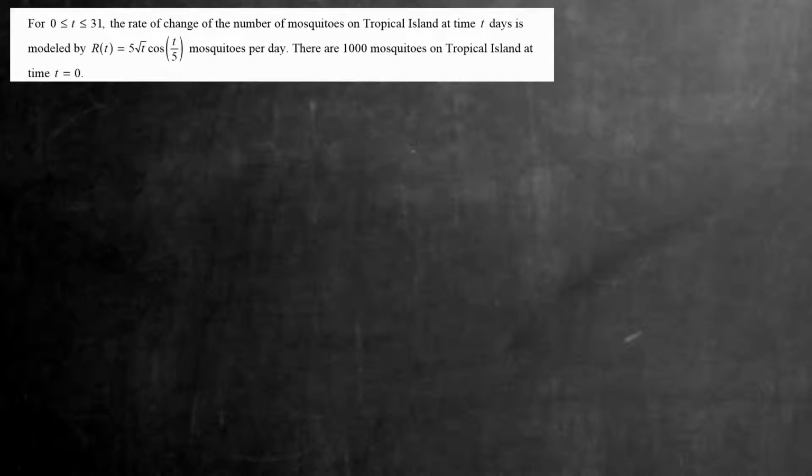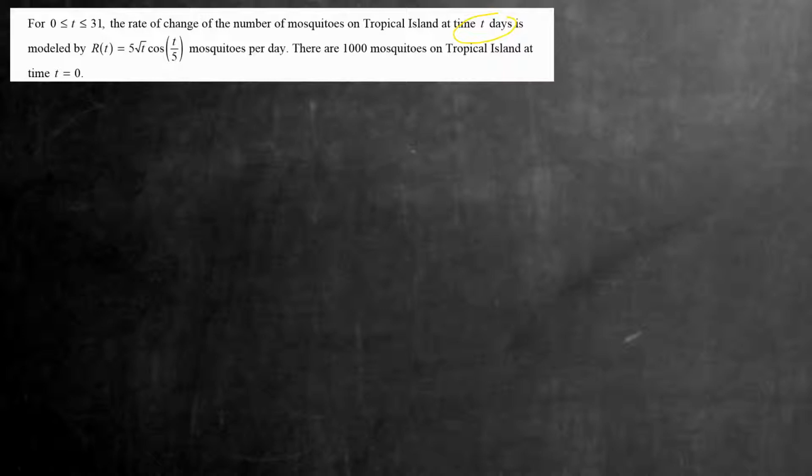All right. From time 0 to 31, the rate of change of mosquitoes on a tropical island at time t days is modeled by the rate r of t mosquitoes per day. There are 1,000 mosquitoes on the tropical island at time 0. So time is in days, so basically we're talking about a month. Let's take a look at the problems.